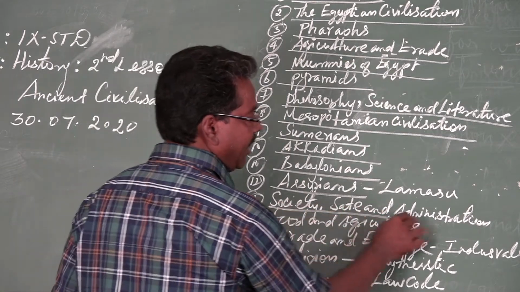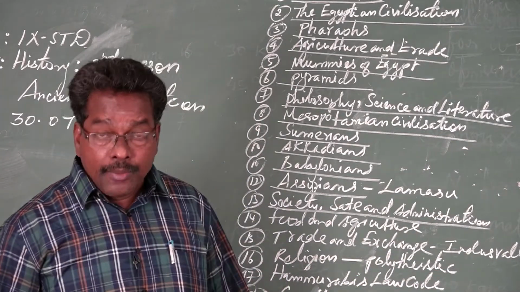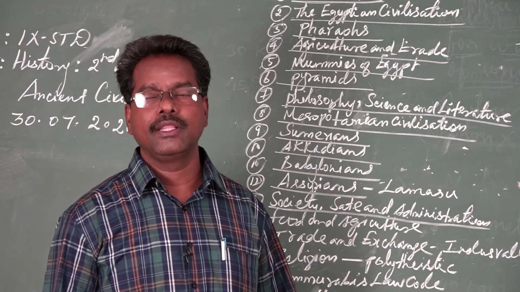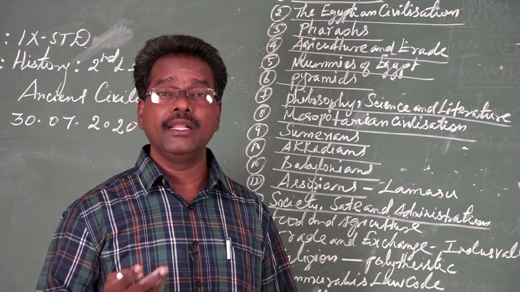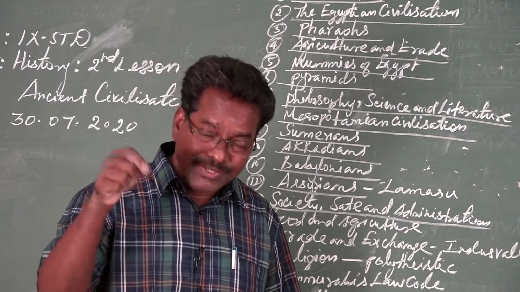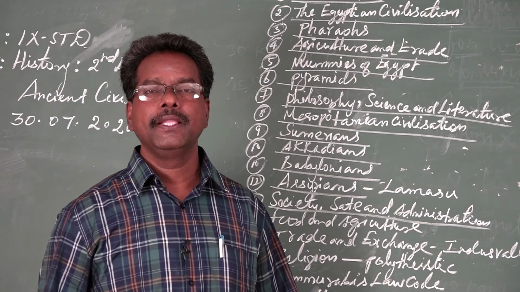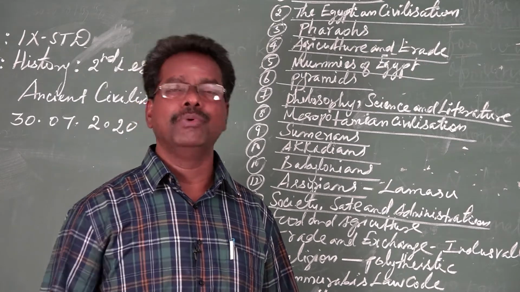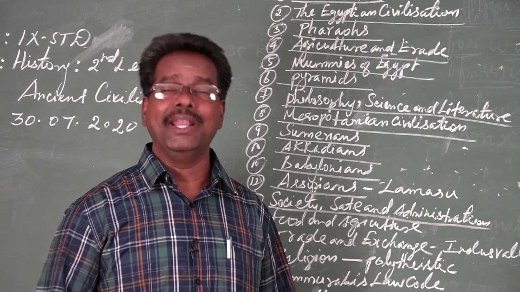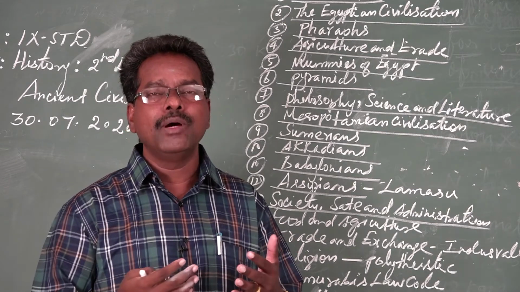Society, state and administration. Typical cities were covered by cultivable lands. Fortified cities had a temple called a ziggurat. Temples lay in the center of the city and were maintained by priests. Priests collected the tax from the people. Rulers ruled the country and were owners of the cultivable lands. Both kings and priests occupied the top of the social hierarchy.